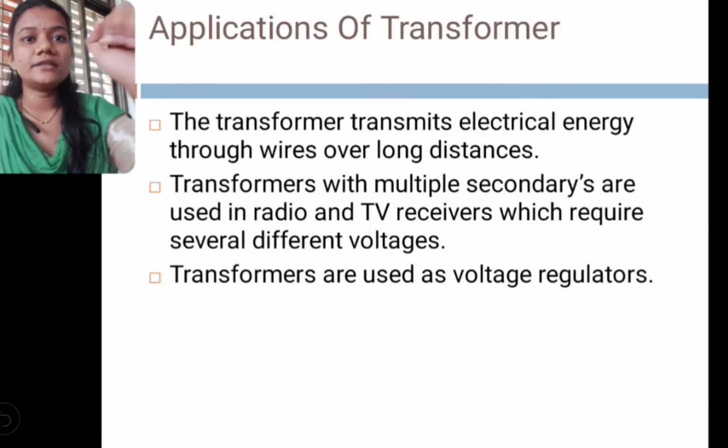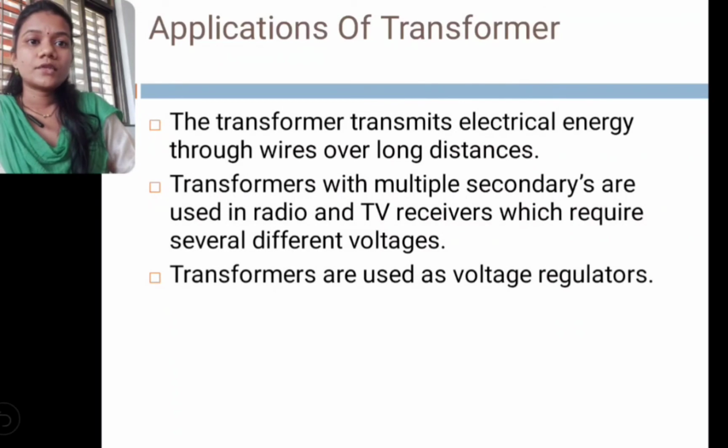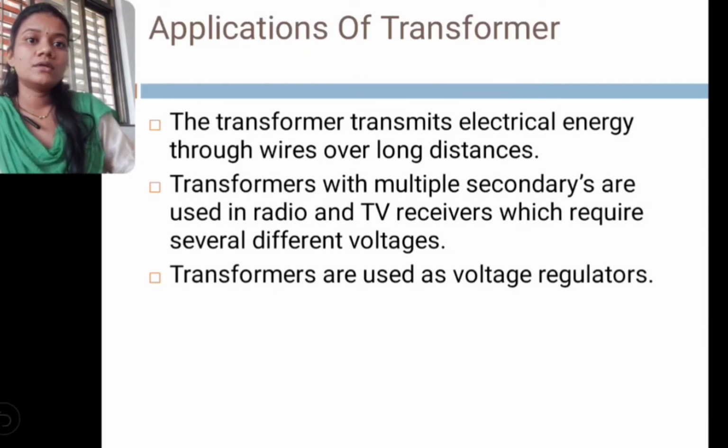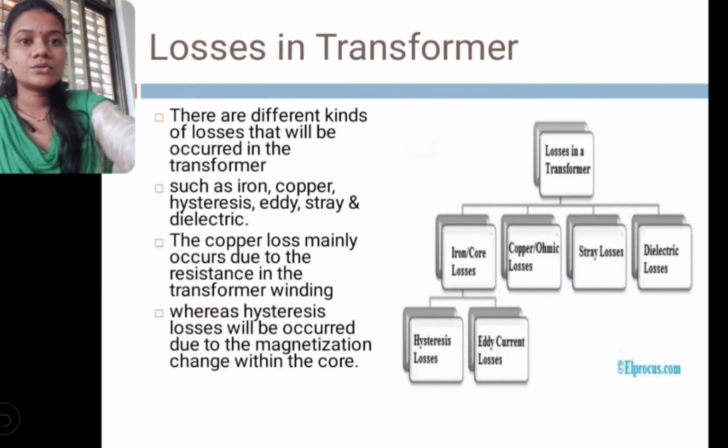Just now we saw the applications. It is used over a long distance. Transformers with multiple secondaries are used in radio and TV receivers. Transformers are also used in voltage regulators. And the first application, as we said, is that it is used in most electronic circuits. So this is all about the transformer, its working principle and the applications of a transformer, and the voltage transformation ratio of the transformer.